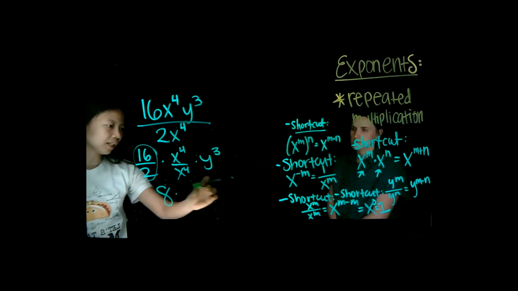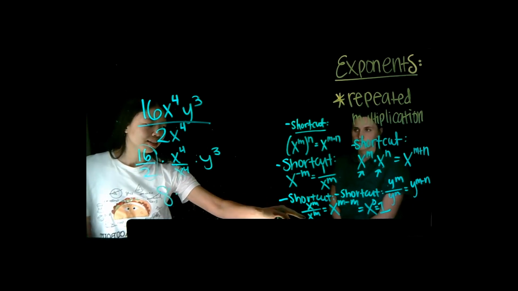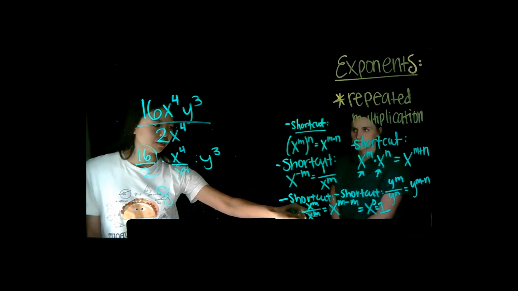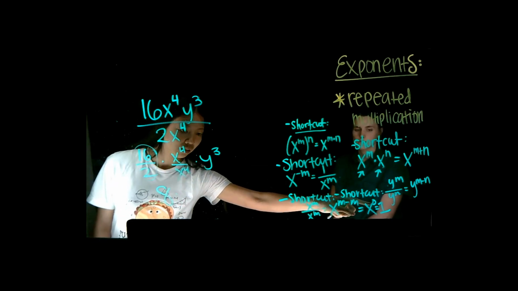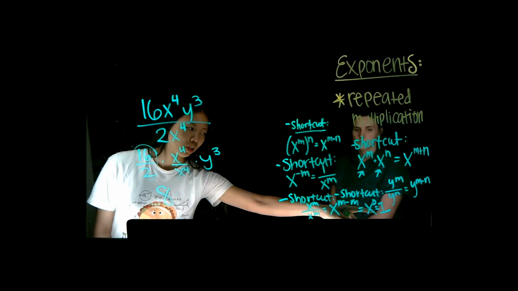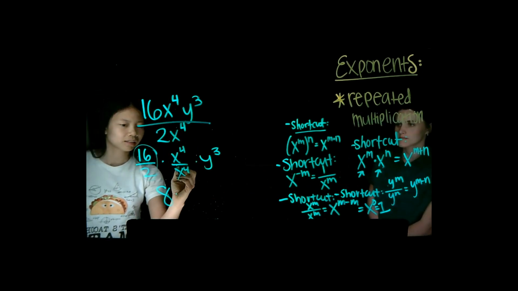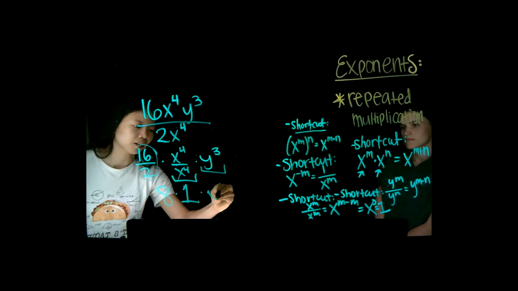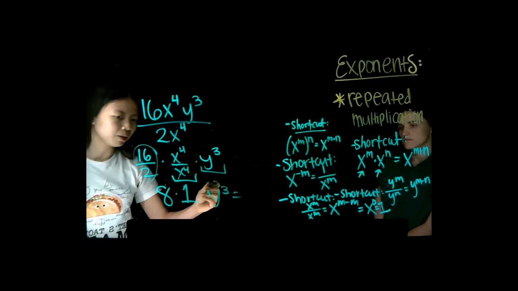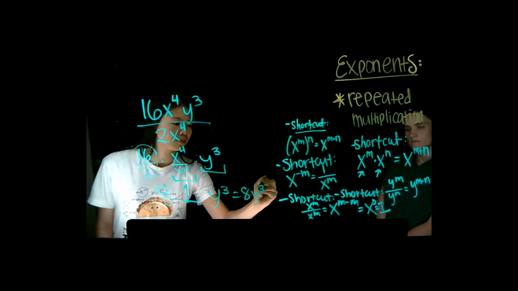Remember, we can use our shortcut over here, where if I have the same exponent on top and bottom, and it's the same base, then if I subtract them, that's the same as 0. Anything to the 0 power is just 1. So I know that this is just going to simplify down to 1. And then I can just bring down my y cubed. So simplified, this would be 8 times y cubed.